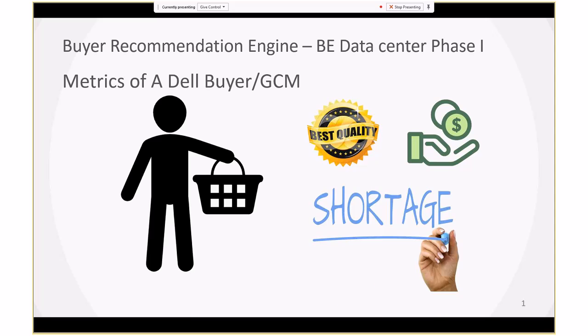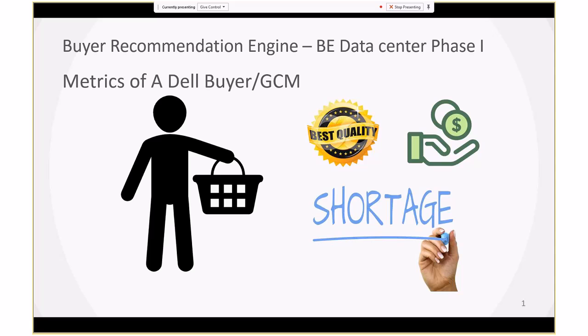The first one is the buyer has to buy the best quality that is possible for Dell. And the second most important metric is to save the cost. And the third one is to always have zero shortage. Currently, phase one of this project is highly focused on quality and the cost metric.